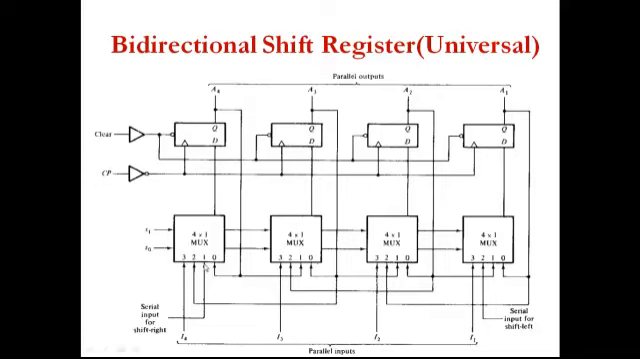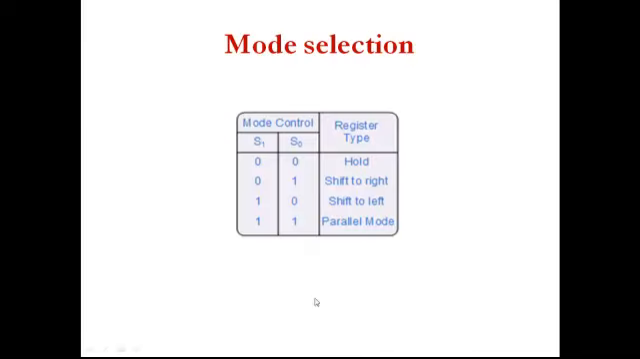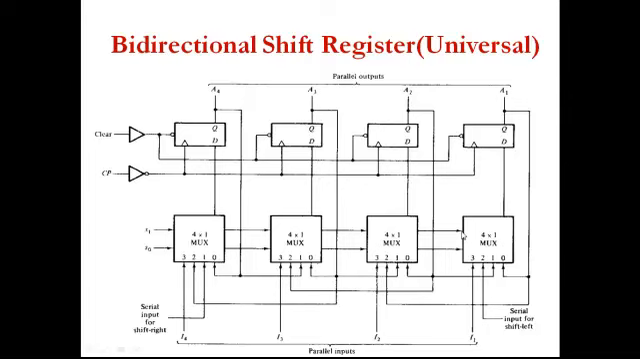Next, finally, the configuration is parallel mode. Parallel mode in the sense of parallel input. So whenever both 1 and 1 are there, parallel input will take place. When both 1 and 1 are there, the third line of every multiplexer will be active. So the third line I am directly giving to the parallel inputs. You see here, I1 is connected to the third line, I2 is connected to the third line, I3 is connected to the third line, I4 is connected to the third line.